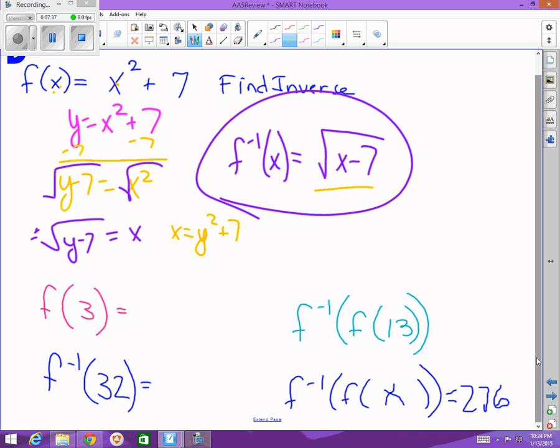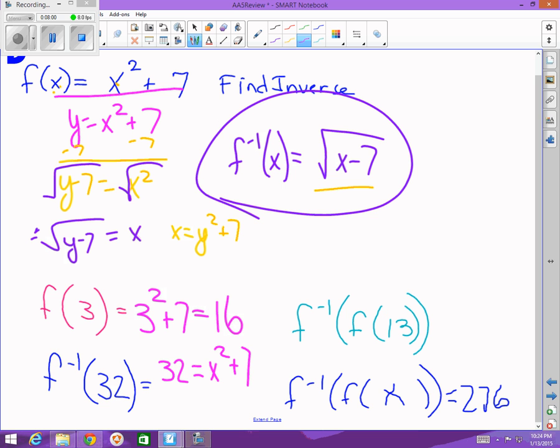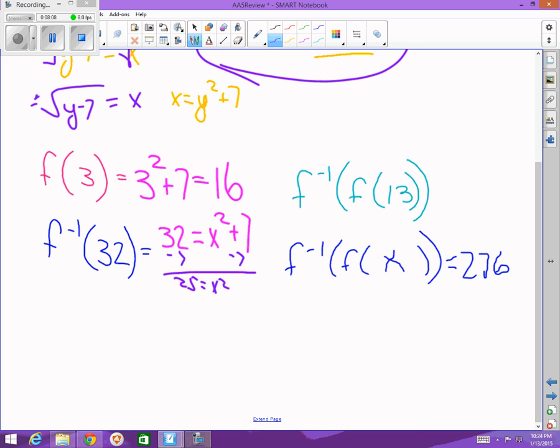All right, then looking at these and evaluating, if you have f of 3, that means you'd put 3 into this function here, so 3 squared plus 7, which is 16. If you have the inverse of 32, that means you have 32 equals x squared plus 7. And then when you subtract 7, you're going to get 25 equals x squared. And then you take the square root, and x could be 5 or negative 5.